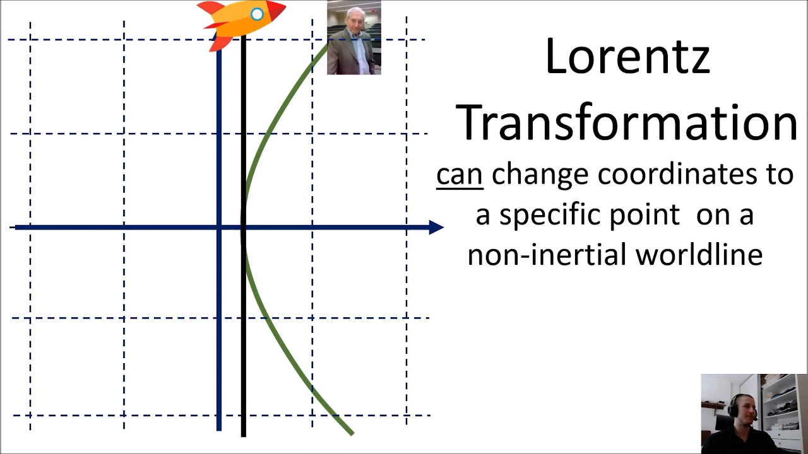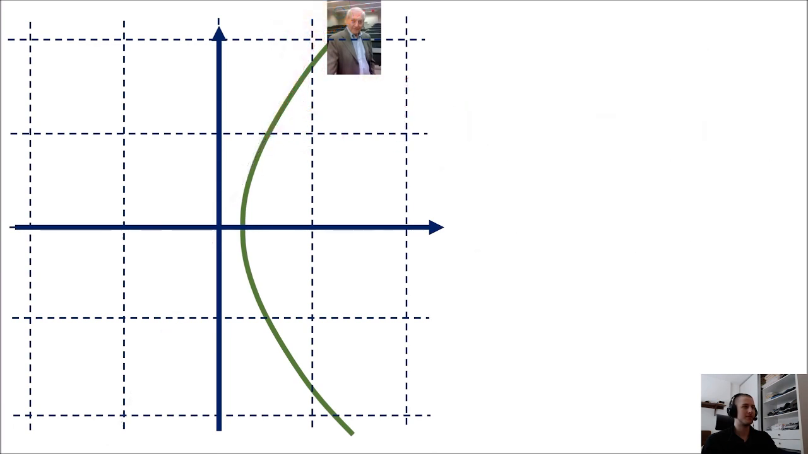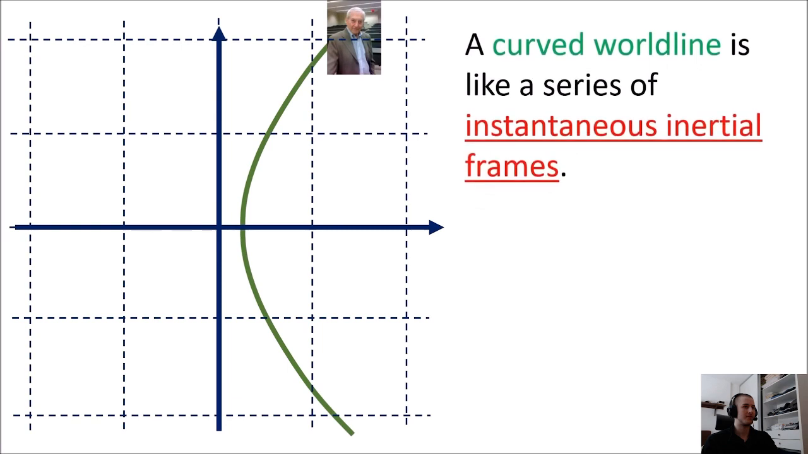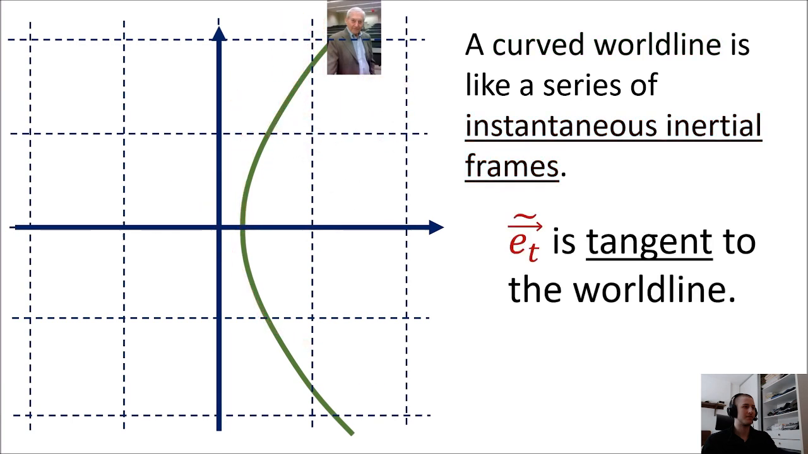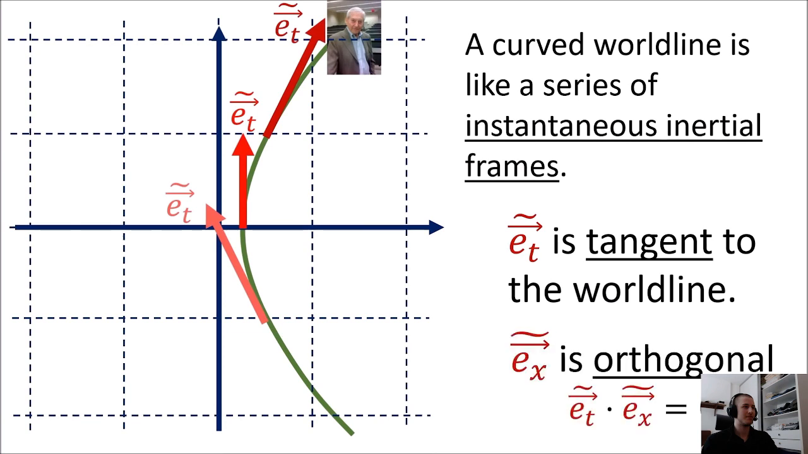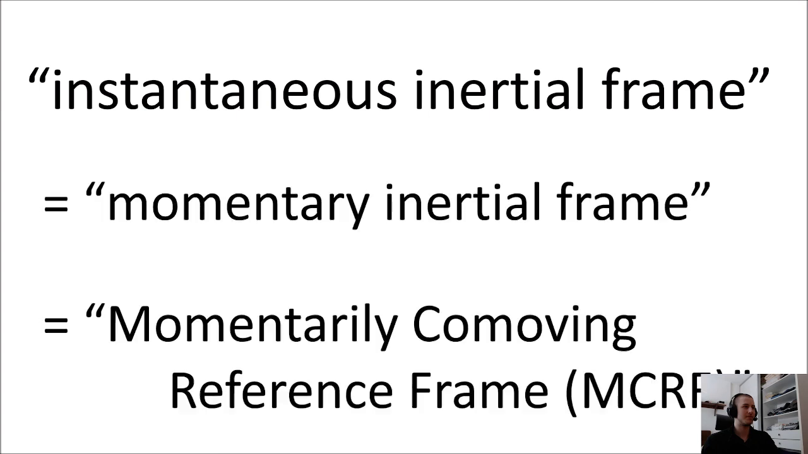This other rocket's inertial world line is tangent to Rindler's world line at this point, so this would be their common inertial frame at this instant. And for this other inertial world line, this would be Rindler's common inertial frame at this instant. So a curved world line in spacetime is like a series of instantaneous inertial frames, where every event point along the curved world line has its own inertial spacetime basis, where the time basis vector is tangent to the world line curve and the position basis vector is orthogonal to it. An instantaneous inertial frame is also called a momentary inertial frame, or a momentarily co-moving reference frame, MCRF.